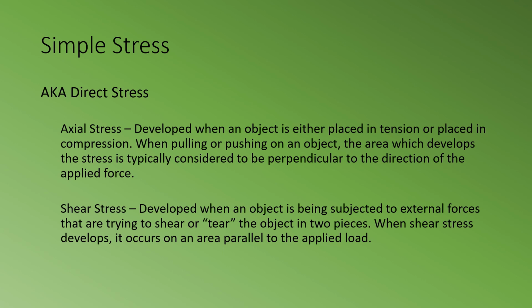Simple stress, also known as direct stress, is broken down into two categories: axial stress and shear stress. Axial stress happens when an object is placed in either tension or compression. When pulling or pushing on an object, the area which develops the stress is typically considered to be perpendicular to the direction of the applied forces.